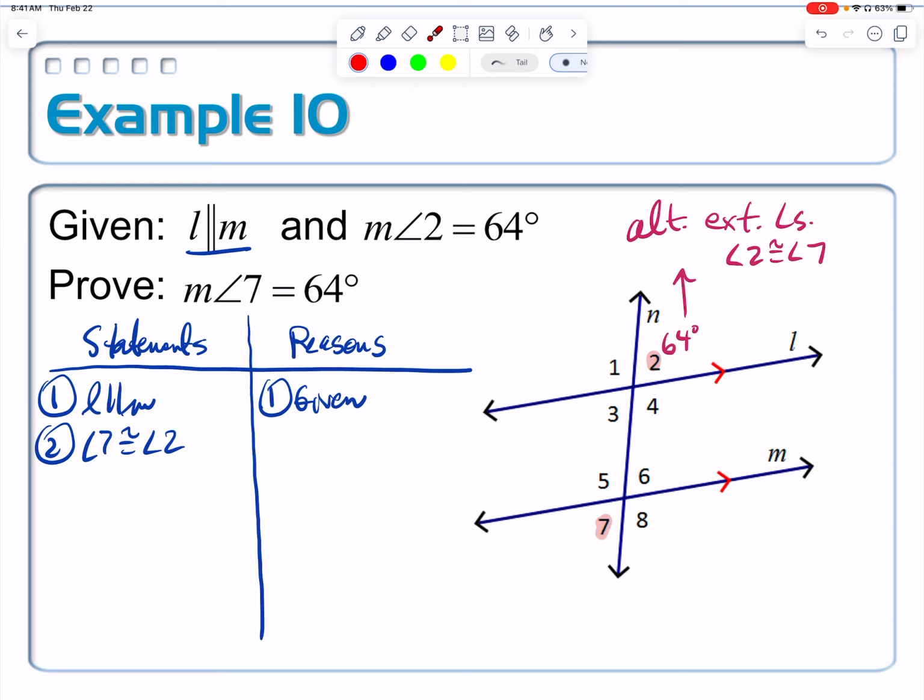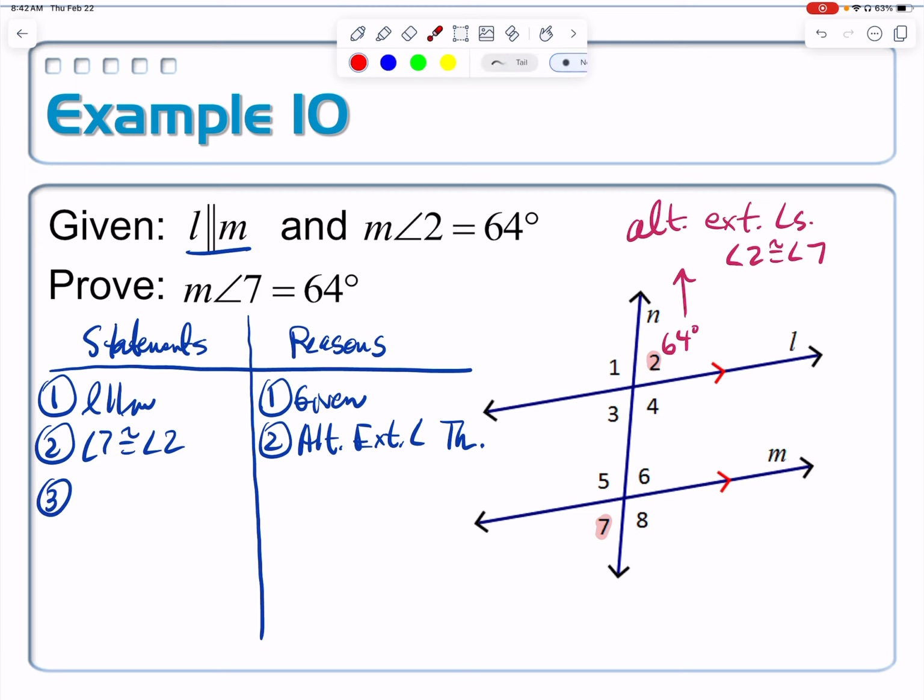Okay, anyway, so why are angle 7 and angle 2 congruent to each other? Well, it's because of the alternate exterior angle theorem. Or you can simply say that alternate exterior angles are congruent when your lines are parallel. Alternate exterior angle theorem, abbreviating every single one of those words. All right, anyway, on number 3.